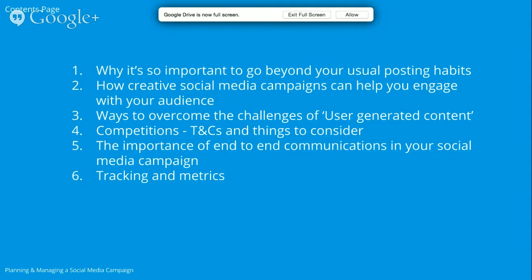And just like with all of us, we get to expect certain things from certain news channels, certain news feeds, and so predictability is a good thing in many ways, but it's also good to drive engagement, and that's how a creative social media campaign can help you actually drive engagement with that audience over and above what you normally do day to day with your social community management.